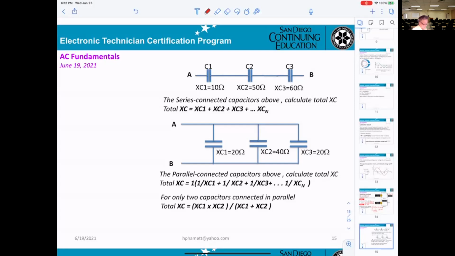Just add them up. And the same thing, if capacitors are in parallel, and they give you the value for the X sub C, then they work exactly like resistors in parallel. Okay, so if you want to do the calculation, you can look at this formula.